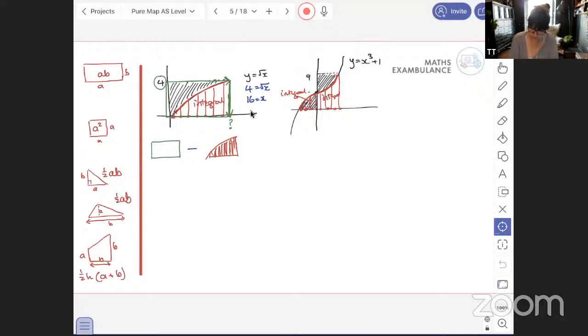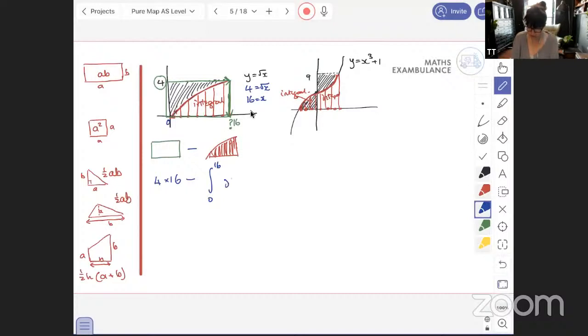So in this case, this would be 16 here. And we would be doing 4 times 16 to get the rectangle, and then we'd be taking away the integral where the bottom limit is 0, the top limit is 16, and the equation of the curve is x to the half. That's what we do. And it's okay, the integral equals the area because it's above the axis. It's only difficult if it's below the axis. Because that area is above the axis, this area and this integral are the same. Integral equals area.